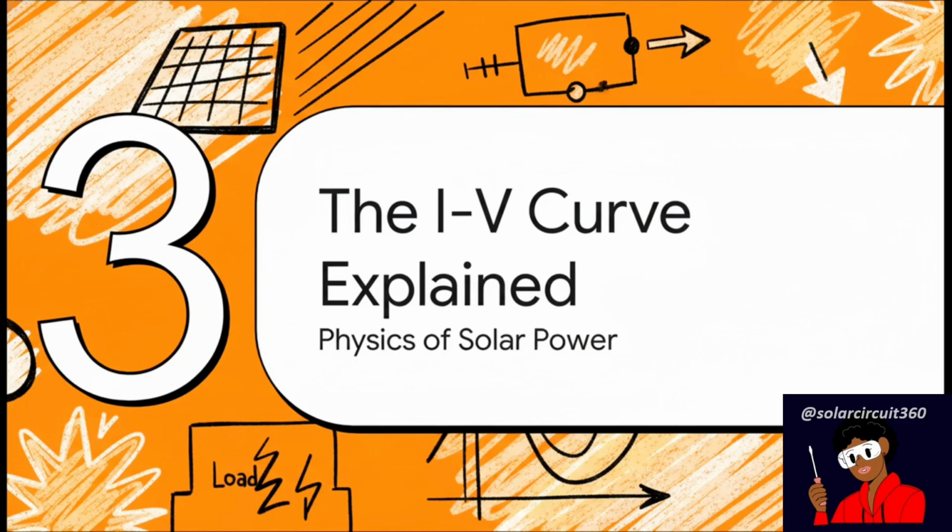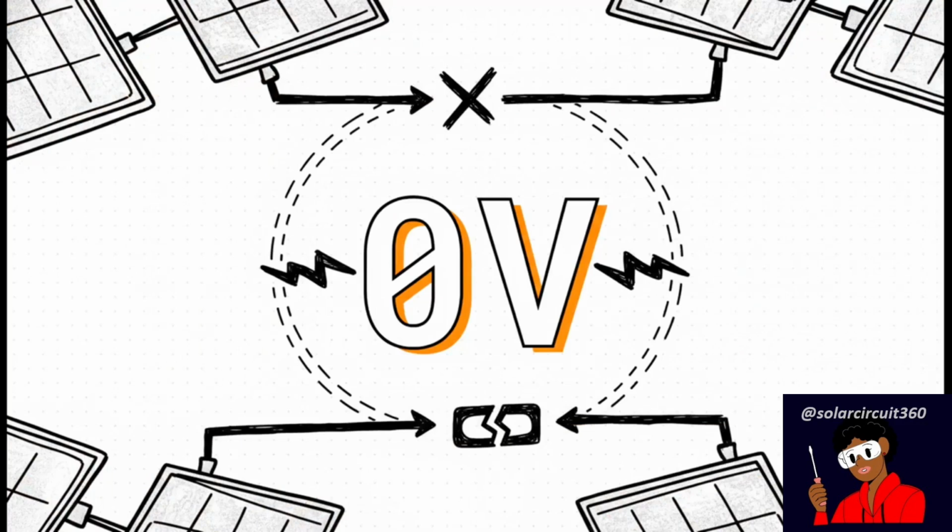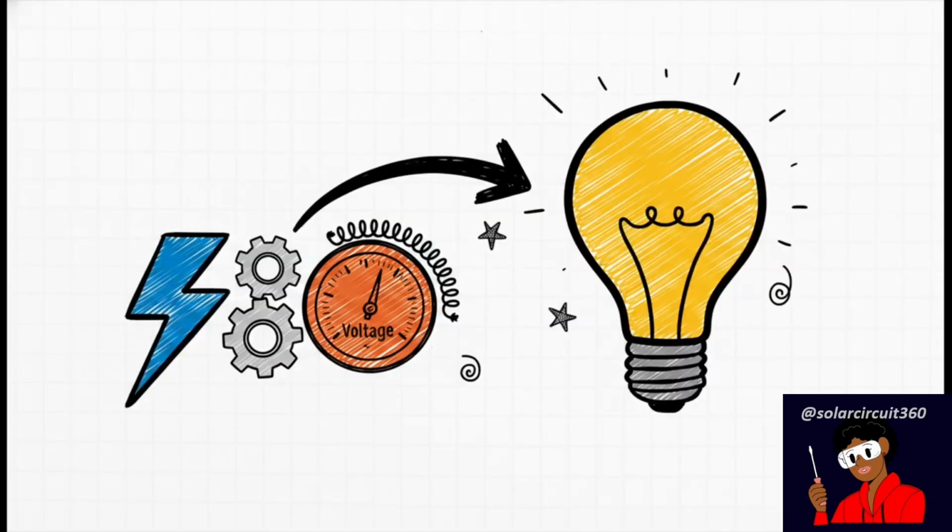Section 3. The IV curve explained. Diving into the physics of solar power. I want you to burn this specific metric into your mind, 0 volts. During a short circuit condition, the voltage drops to essentially zero, and that zero entirely dictates how much actual work your solar panel can do in that state. Which brings us to the most fundamental power equation in electrical engineering. Power equals voltage multiplied by current, or P equals V times I. Since power requires the multiplication of both of these factors, that 0-volt metric we just talked about becomes the single most crucial factor in the entire equation.